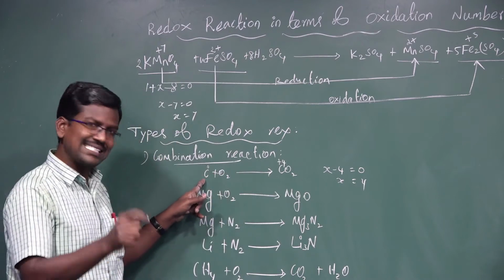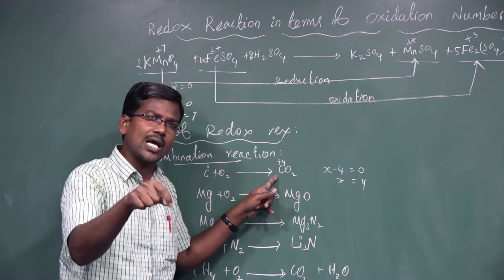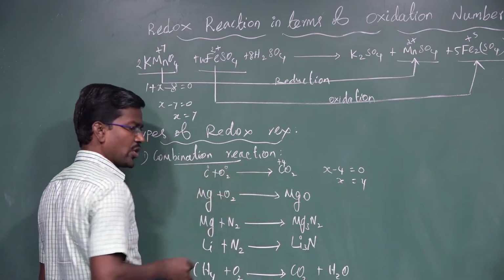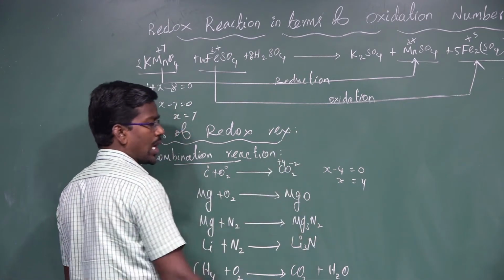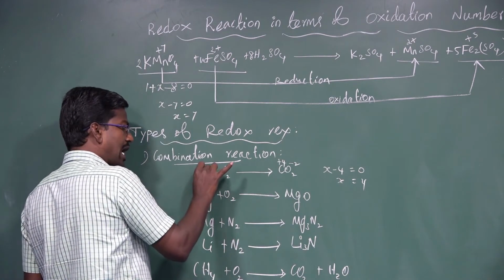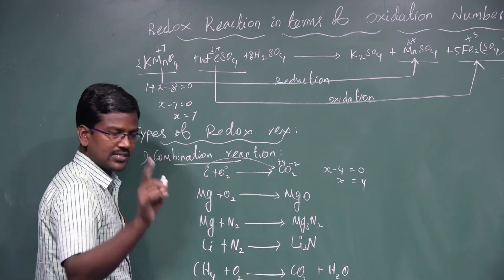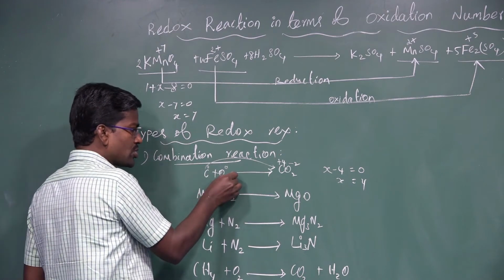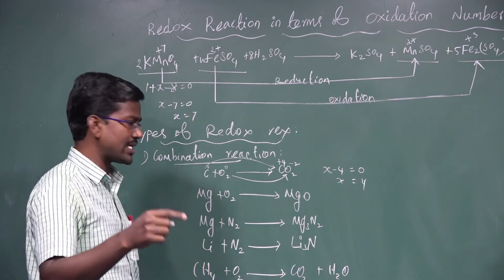So carbon as a single element exhibits the 0 oxidation state. Carbon dioxide contains carbon exhibiting the plus 4 oxidation state. The oxidation state of oxygen is 0, and in carbon dioxide it is minus 2. Here the oxidation number of carbon increases from 0 to plus 4, an oxidation process. The oxidation state of oxygen is reduced from 0 to minus 2, a reduction process. Both oxidation and reduction take place in a single reaction.